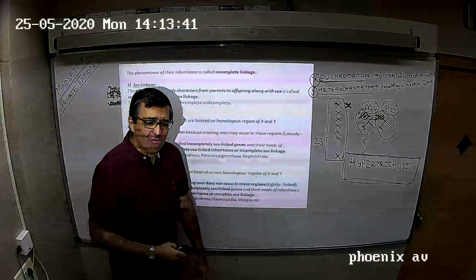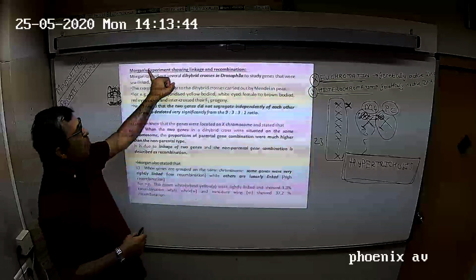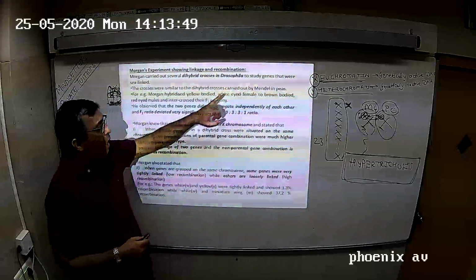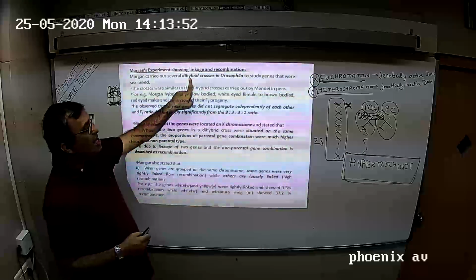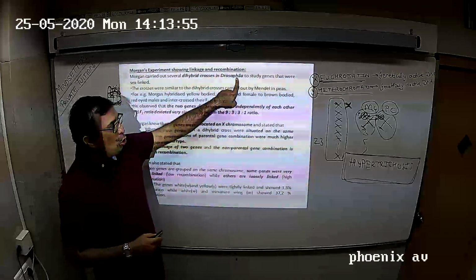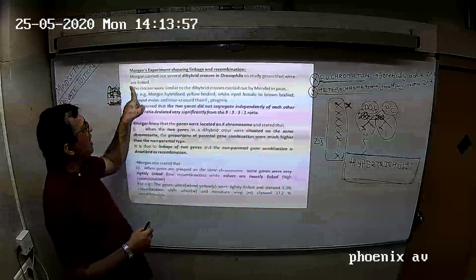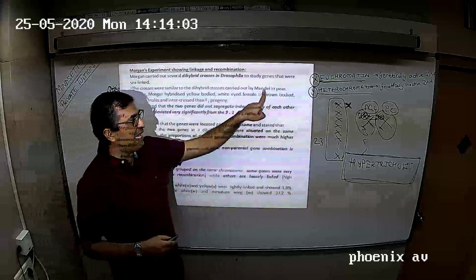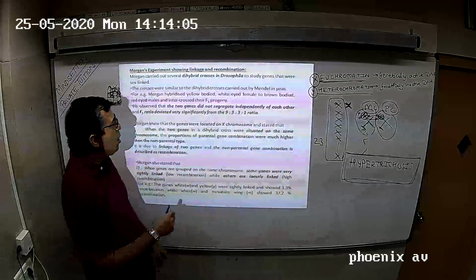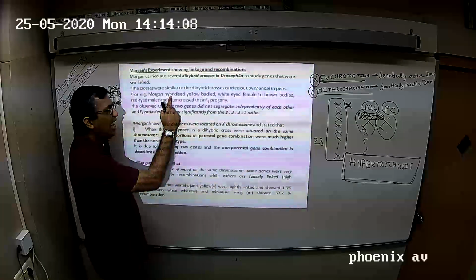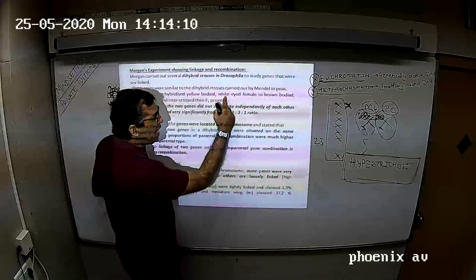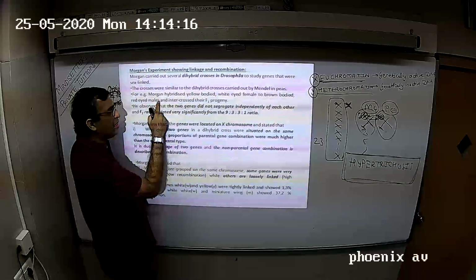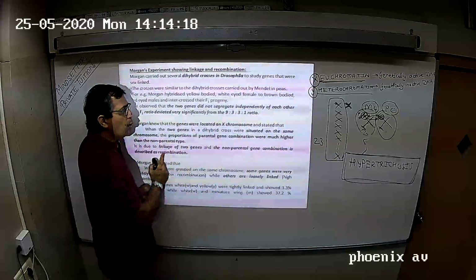Then we go into a very nice experiment that Morgan had done to show linkage and recombination. Morgan carried out several dihybrid crosses in Drosophila to study genes that were sex-linked. These crosses were similar to dihybrid crosses carried out by Mendel in pea plants. And what did Morgan do? He hybridized a yellow body, white-eyed female to a brown body, red-eyed male and intercrossed their F1 progeny.